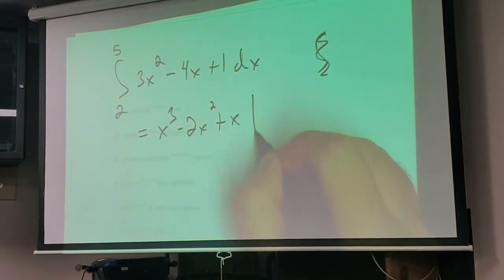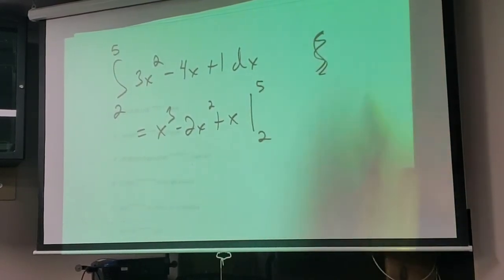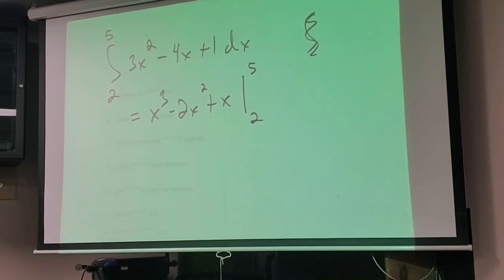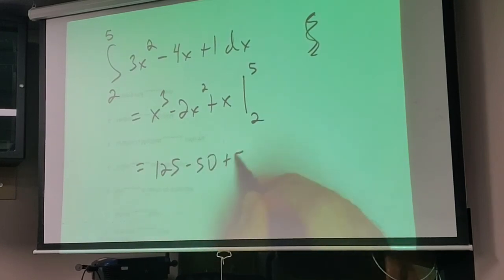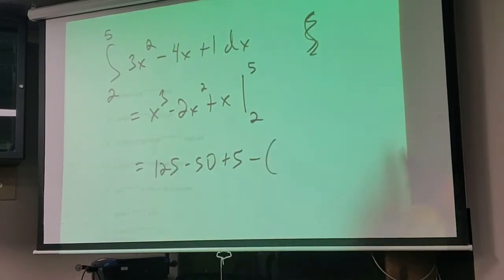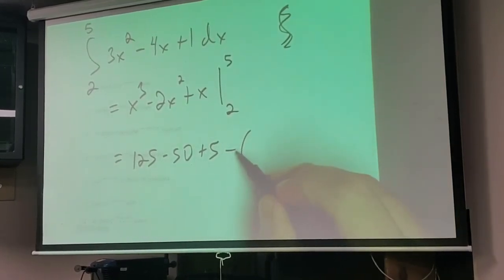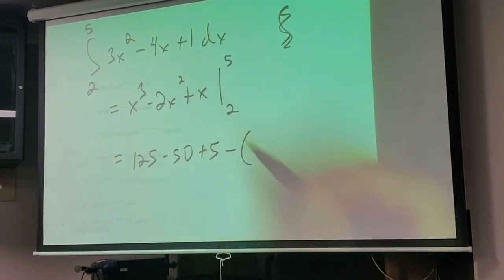And I want to evaluate this between 2 and 5. So now I just got to plug in. This is awesome. Do you remember how long it took us to do that sum and the limit as n goes to infinity? You remember how long it took us? Yeah. So look, we're almost done. We're basically done. If I plug a 5 in, 125 minus 50 plus 5 minus, and this is another place where students are going to mess up, you got to subtract everything you get when you plug a 2 in, of course.